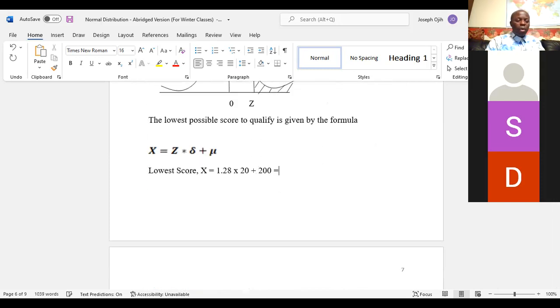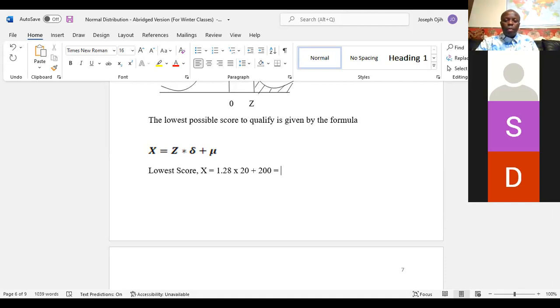So let me write it down, and we can then calculate it using our calculator. Let me get my papers. So I will have it as 1.28 times 20 plus 200. So write it down. Now we can go to our calculator to get the answer.